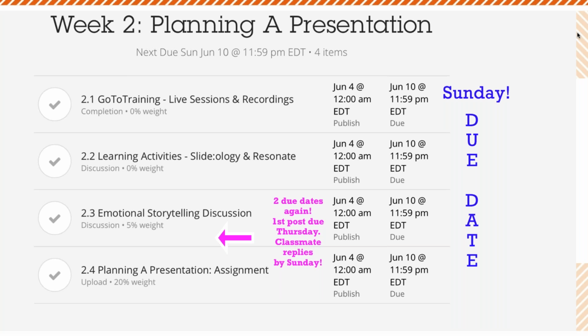The 2.2 learning activities, that's going to be your reading for the week, and there's going to be a little extra step involved that you didn't have to do last week in order to complete that assignment. 2.3 is the emotional storytelling discussion. This kind of mimics the same format that we used last week with the 2 due dates.